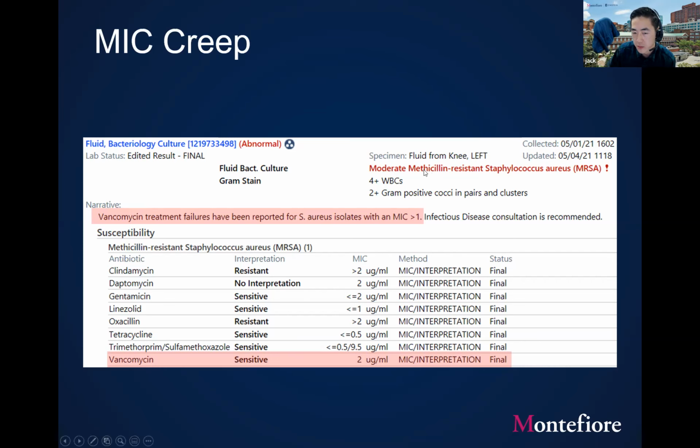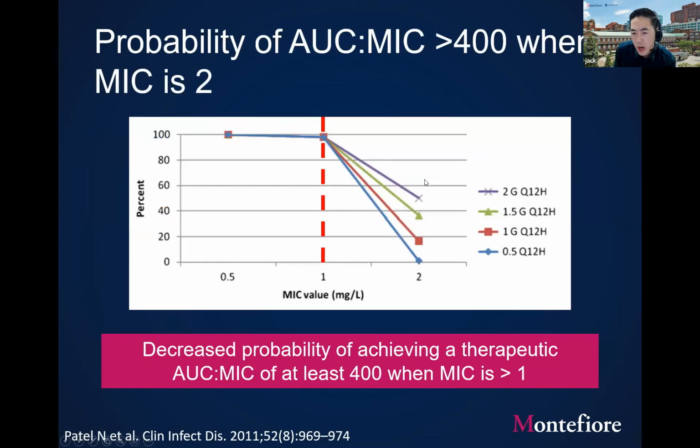This was actually from a knee fluid. And this is why MICs of 2 don't really do so well. If you look at these 3 different MIC values, 0.5, 1, and 2, versus these 4 dosing regimens, you can achieve this AUC/MIC of greater than 400, the PKPD target, with these low MICs. But once it becomes 2, your probability of achieving this target is decreased tremendously. So we typically avoid vanc for high MICs.